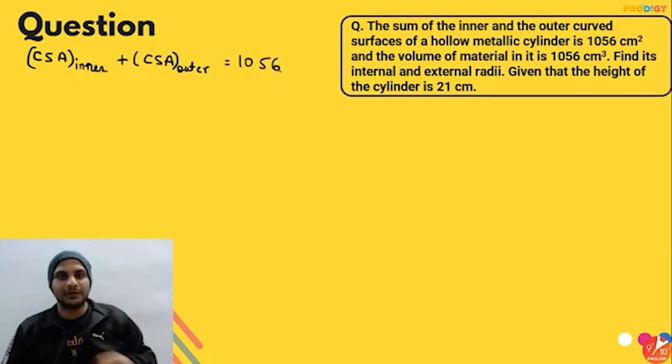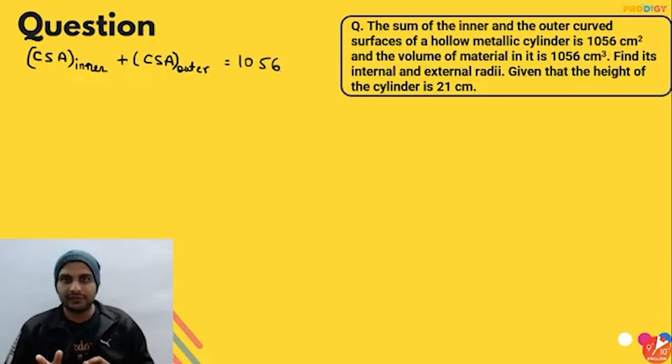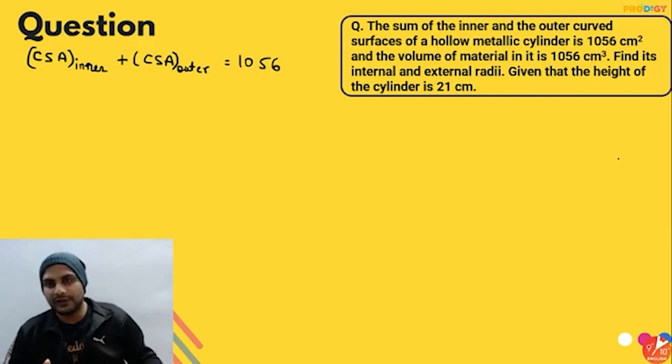अब देखो, the formula for surface area of a hollow cylinder directly will not work. CSA of the inner one plus CSA of the outer one, you will be finding from over here. And the volume of the material in it is 1056 centimeter cube. So they have given this equation plus the equation for the volume of a hollow cylinder. Find its internal and external radius given that the height of the cylinder is 21 centimeter. So let's say external radius is capital R and internal radius is small r. Height is given as 21 centimeter.